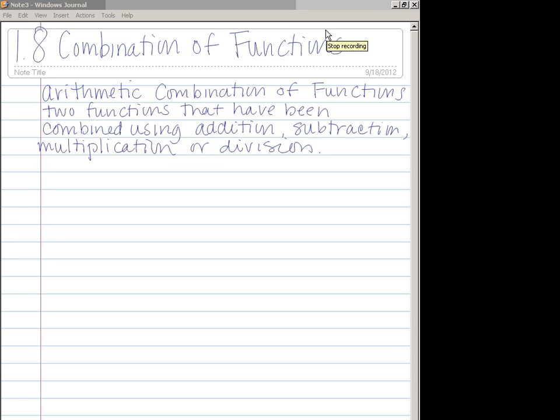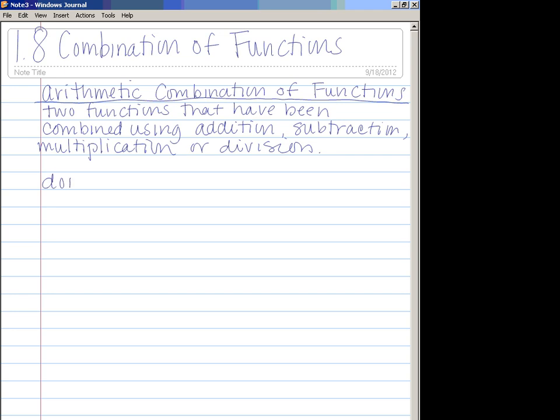Okay, welcome to day 1 of combination of functions, section 1.8. So the first thing we're talking about is the arithmetic combination of functions. It just means we're combining functions using arithmetic. So this is two functions that have been combined using addition, subtraction, multiplication, or division.